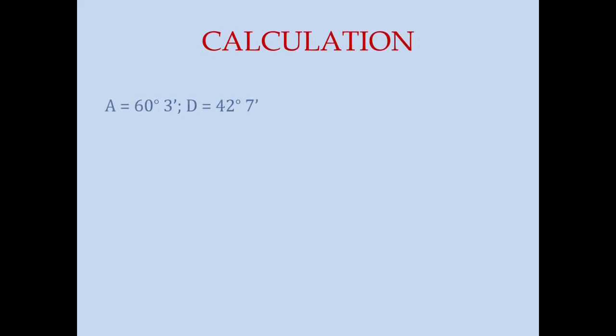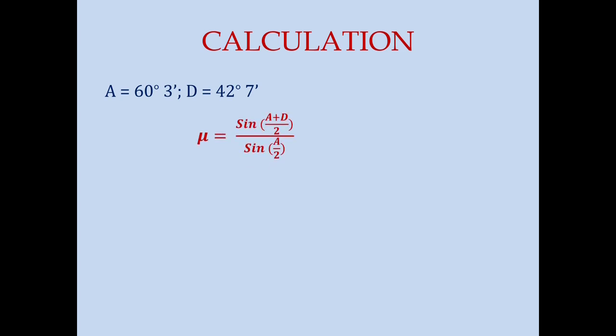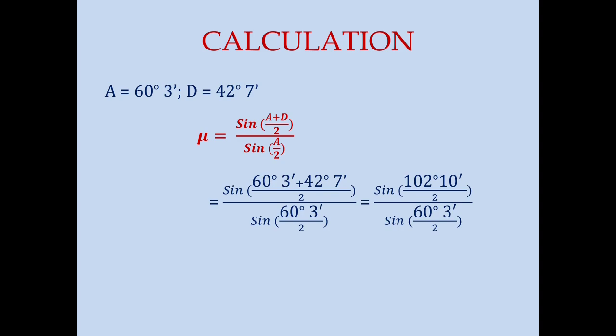Now let us calculate mu. So A here is 60 degree 3 minutes, D is 42 degree 7 minutes. The formula goes like this: mu is equal to sin of (A plus D) by 2, divided by sin of A by 2. Let us substitute the values of A and D. Then we will get sin of (60 degree 3 minutes plus 42 degree 7 minutes) divided by 2, over sin of 60 degree 3 minutes divided by 2.